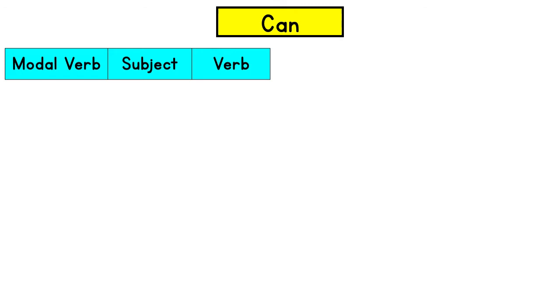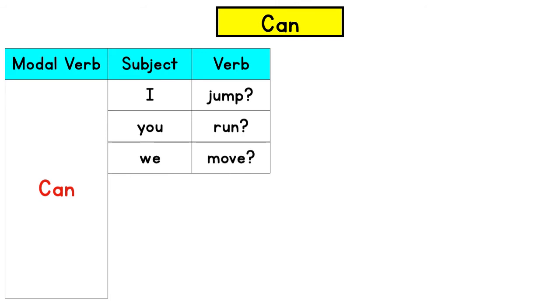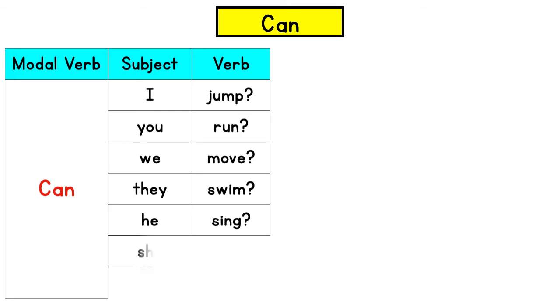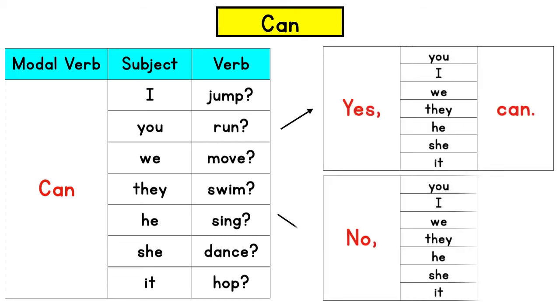question. For example, can I jump? So modal verb plus subject plus verb. Can you run? Can we move? Can they swim? Can he sing? Can she dance? And can it hop? So when we ask these questions, using can, the answer expected would be yes or no.